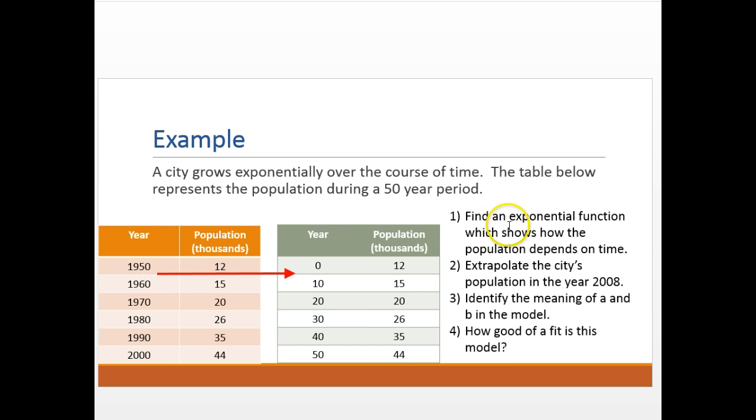Find an exponential function which shows how the population depends on time. Extrapolate the city's population in the year 2008. Identify the meaning of A and B in the model, and how good of a fit is this model.